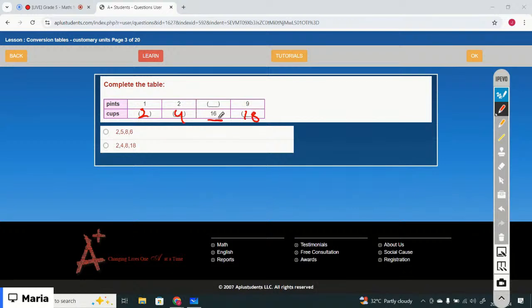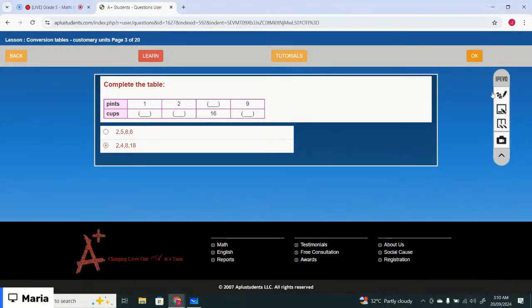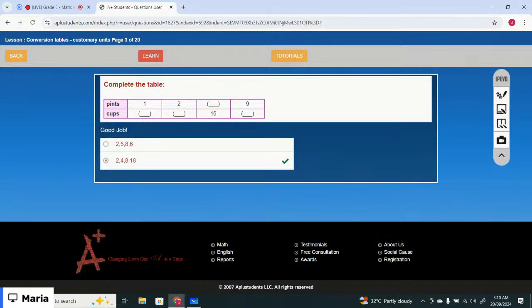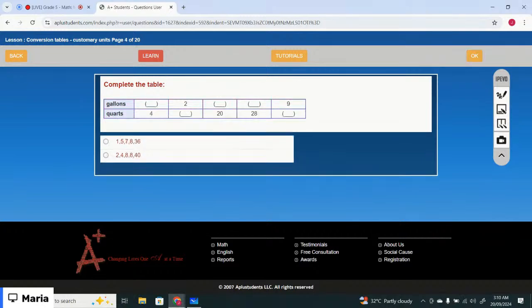And here you have 16, you need to convert from cups to pints. That means you need to divide, 16 divided by 2 is 8. So the correct option is 2, 4, 8, and 18. Option number 2 is the correct option. Okay, the next one is complete the table. So which is the correct option?